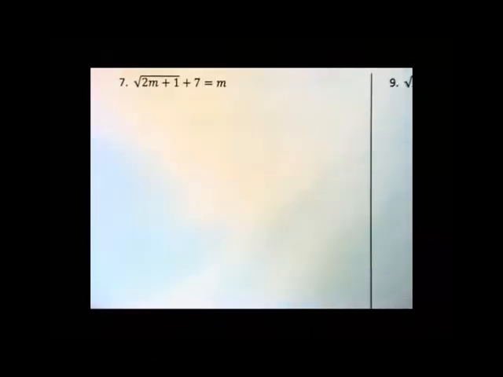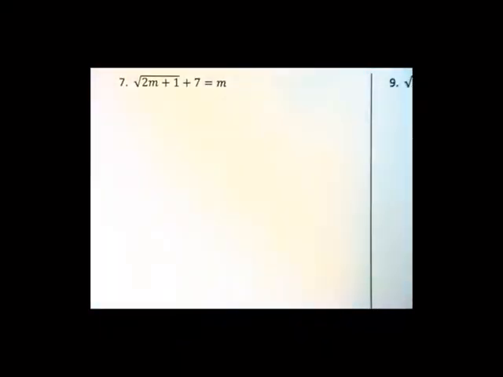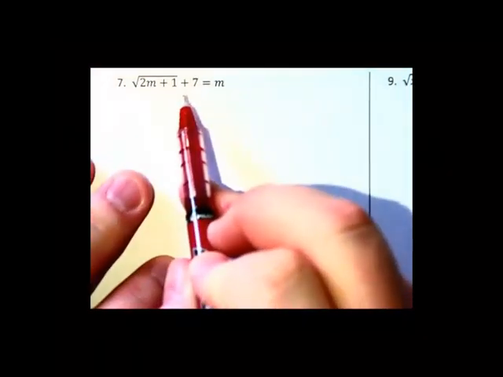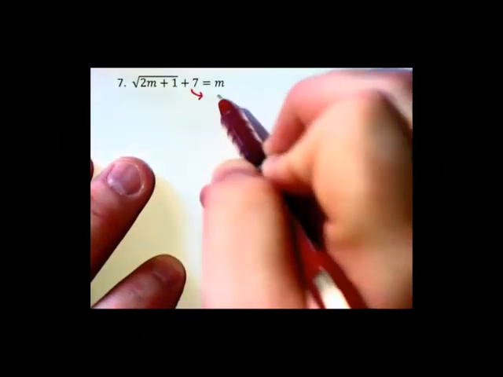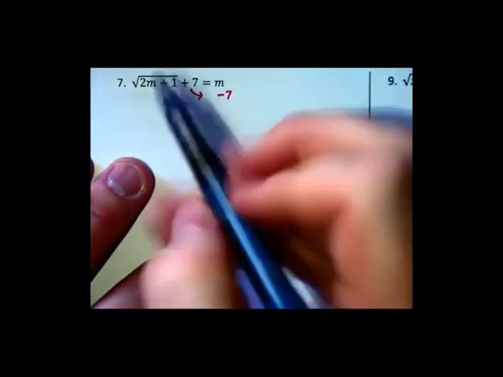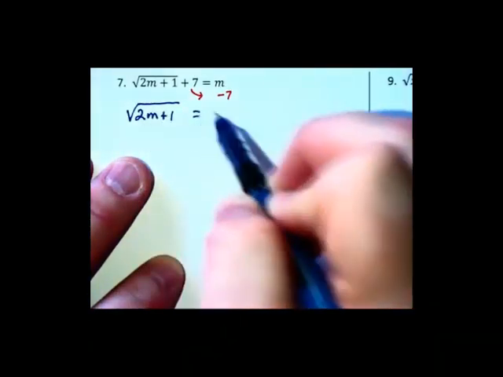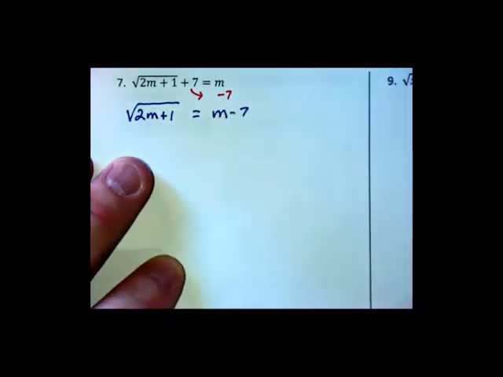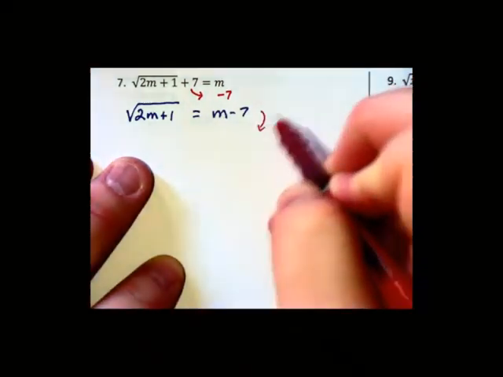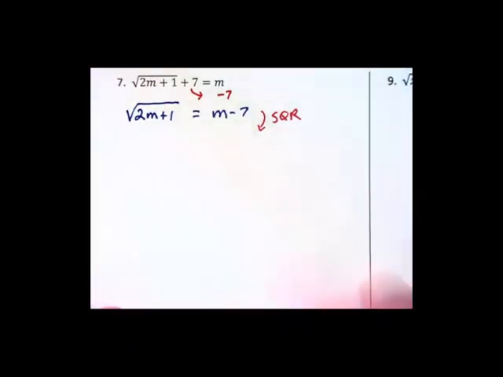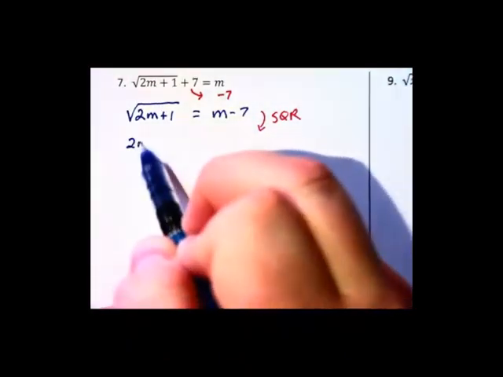Here we go with the next problem. Looks like we're doing pretty much the same exact thing as the problem above, except this time we need to isolate the radical. We need to subtract that 7 off to the other side. That gives us the square root of 2m plus 1 equals m minus 7. Then we are able to square both sides to lift off that radical on the left. And lifting it off, we just have 2m plus 1.